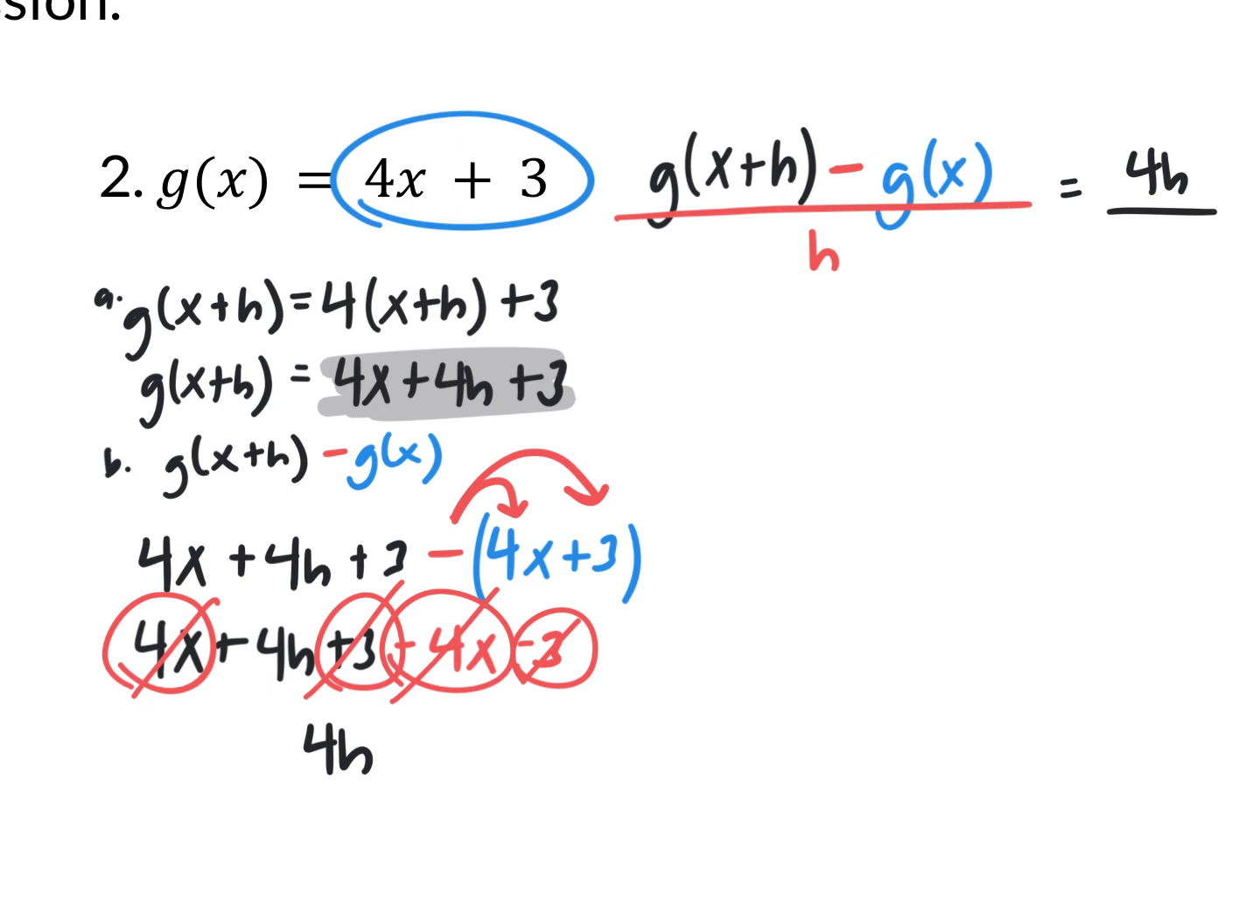Now the quotient, or the difference quotient, okay, says that I still need to divide by h. So this is technically part C on your first few questions on your homework. It says, okay, well now do the whole thing. If I simplify this, what is 4h divided by h going to give me? 4. Okay, so our answer is 4 for the difference quotient of this function, 4x plus 3.